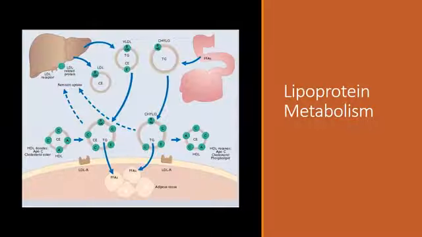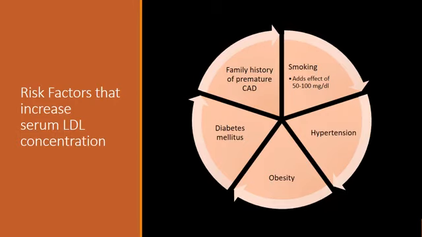You can see from this diagram here the two main sources of lipoproteins. We get lipoproteins coming in from our diet, and then we also get them manufactured from the liver. So if we look at the risk factors that are associated with increases in LDL or bad cholesterol, the main one that we see here is smoking. You can see that has a considerable risk. It adds approximately 50 to 100 milligrams per deciliter.